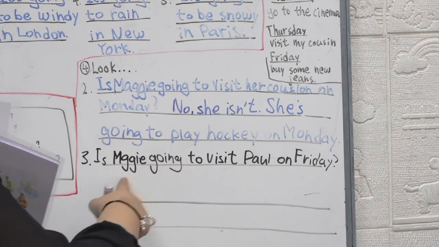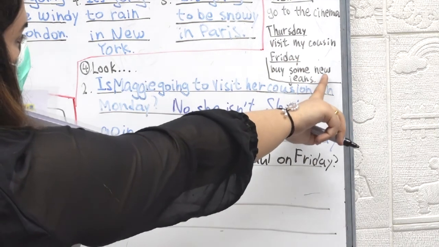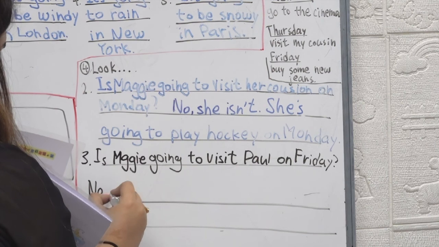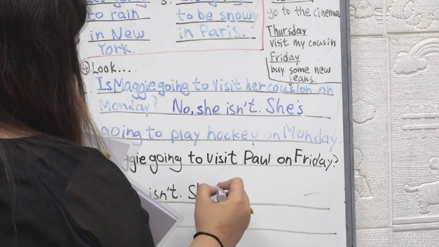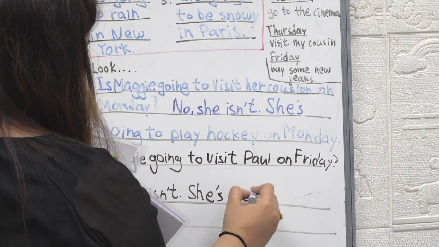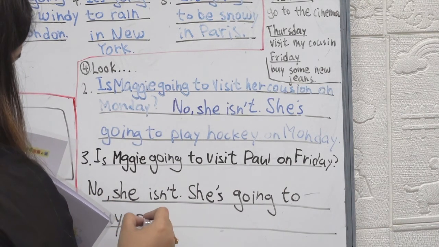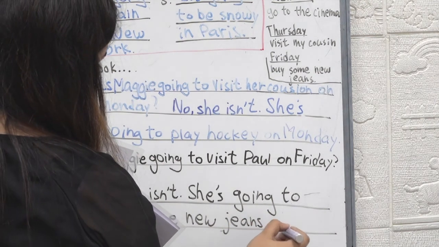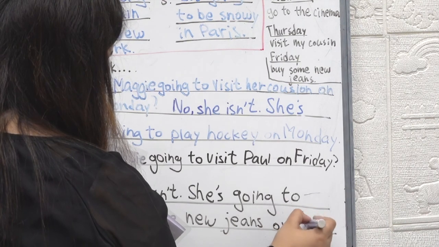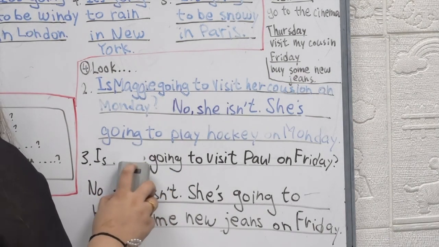Is she? Look at the note. Does it match? No. She's going to buy some new jeans. So the answer is no. She isn't. She's going to buy some new jeans on Friday. So remember to look at why I always spelled this wrong. Sorry.